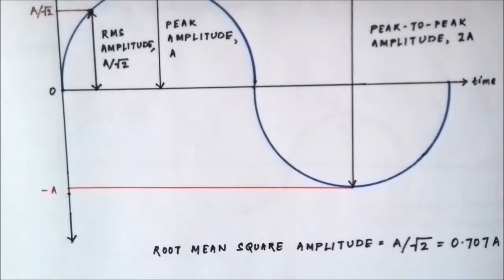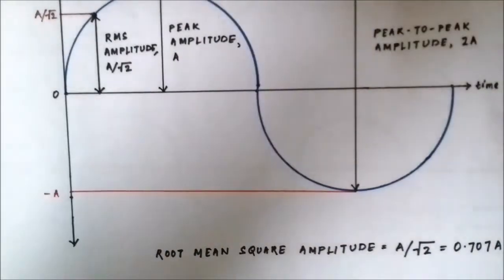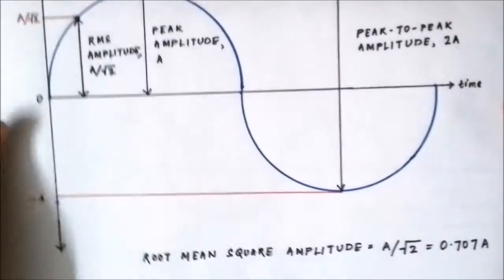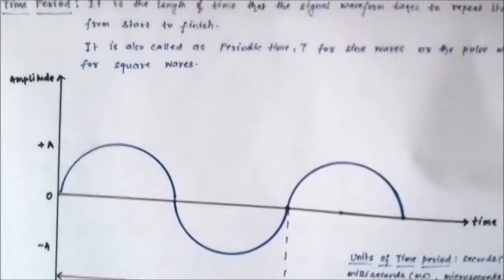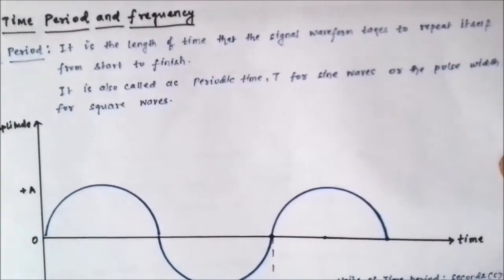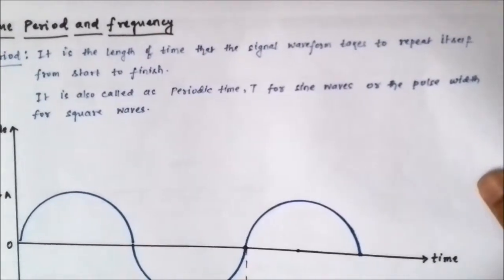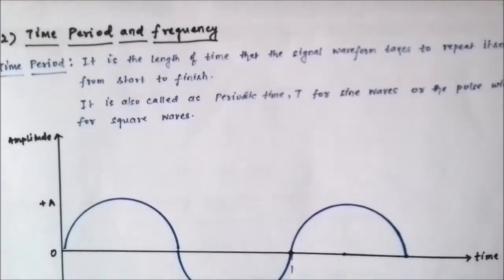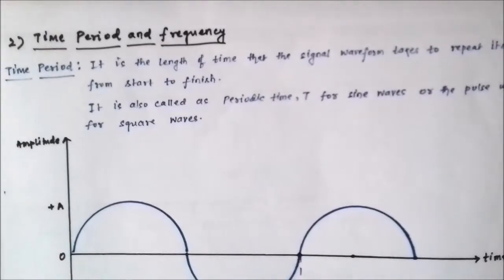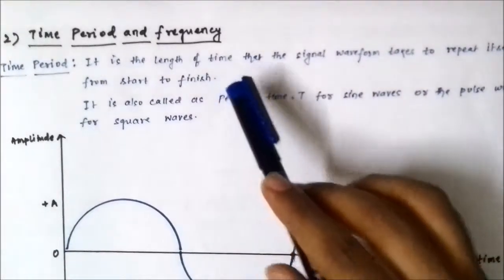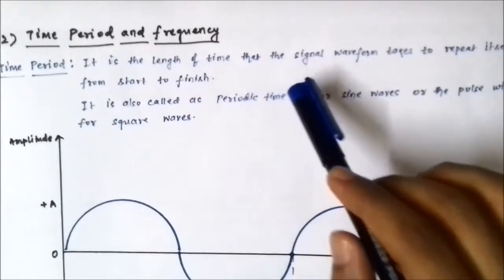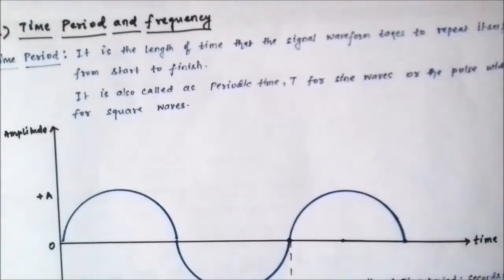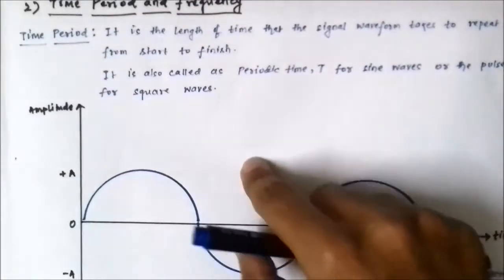So here are the different ways in which amplitude can be measured in a signal. Then comes time period and frequency. Next. So what is time period? The time period is the length of time which the signal waveform takes to repeat itself from start to finish.